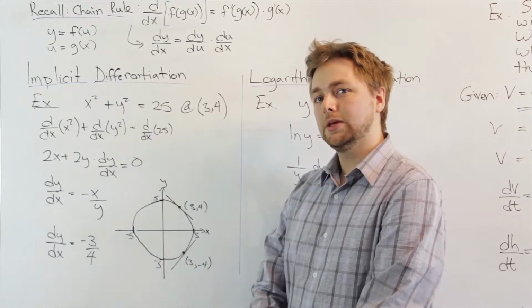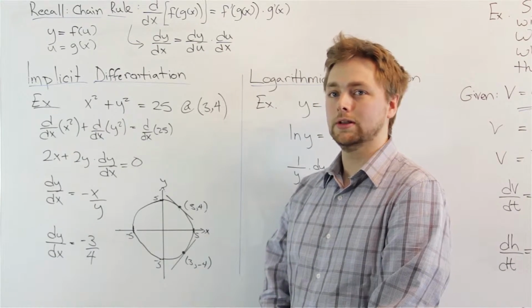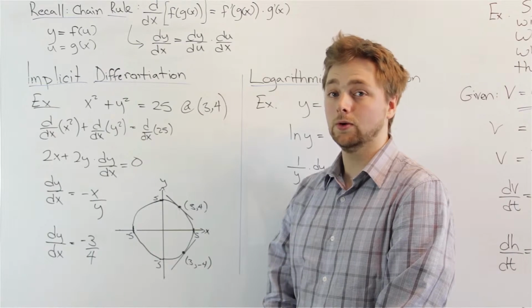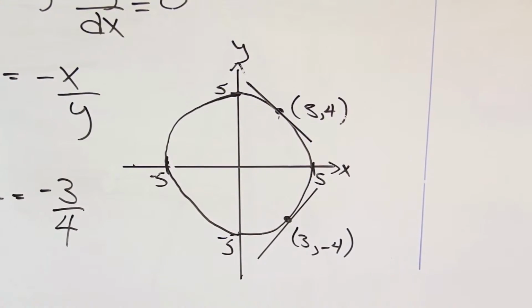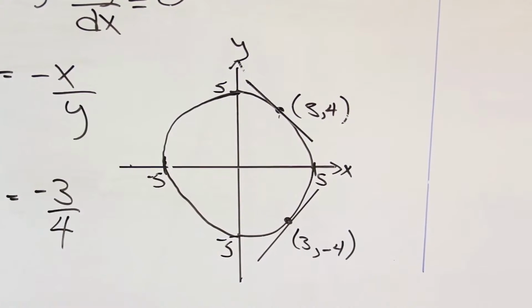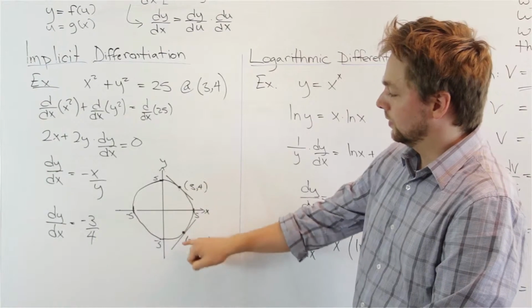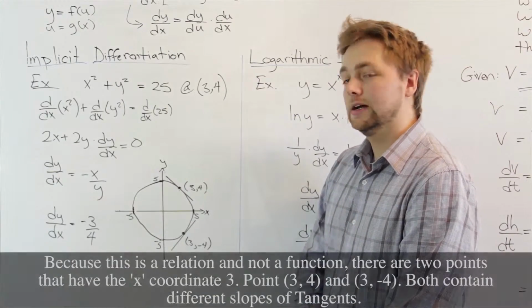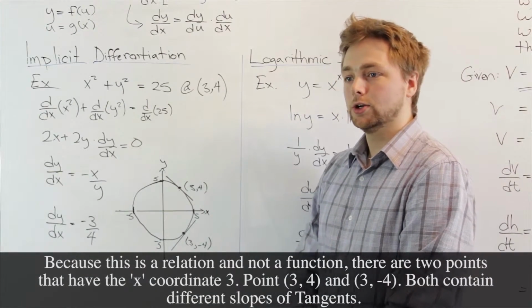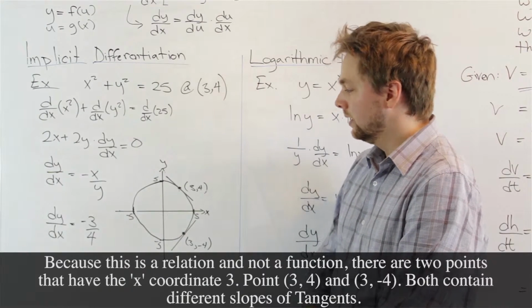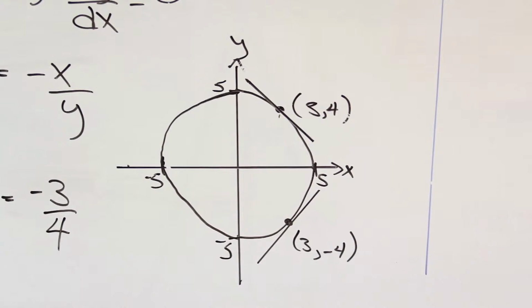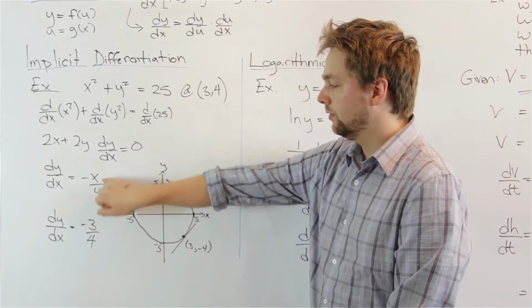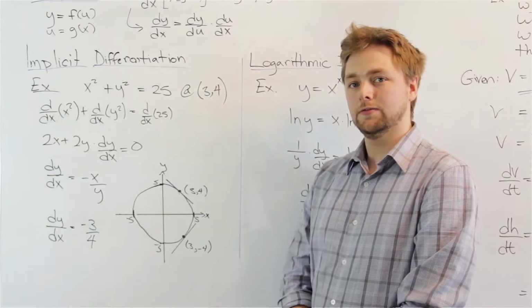Well, why was it important for me to specify both the x and y coordinate in this case, when in all previous examples we were given only the x coordinate? Well, if we take a look at the graph, as we already said, the graph is a circle of radius 5 centered at the origin. If we were to only specify the x coordinate, because this is a relation and not a function, there are 2 points that have the x coordinate 3. We have the point (3, 4) and the point (3, minus 4). Both of these, however, have different slopes of tangents. This is the reason why we need both x and y specified in our derivative.